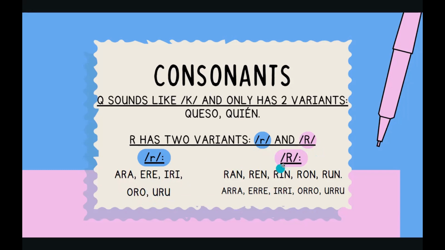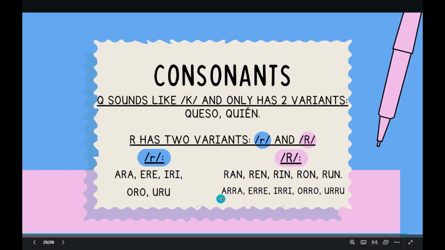However, we also have this stronger R, which is found whenever the R is at the beginning of a word, okay? Or whenever we have two R's together. Two R's together. This is read then ran, ren, rin, ron, run. And this is read arra, erre, irri, orro, urru. All right? This is it.